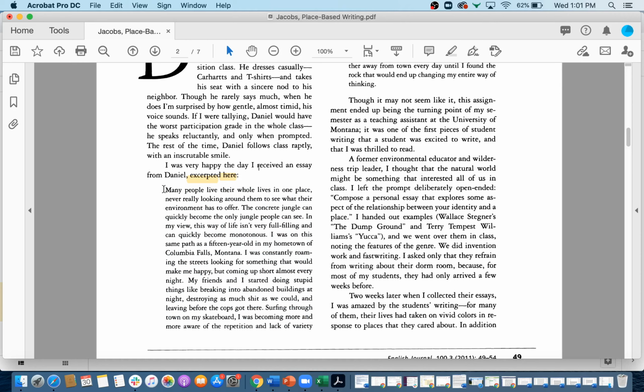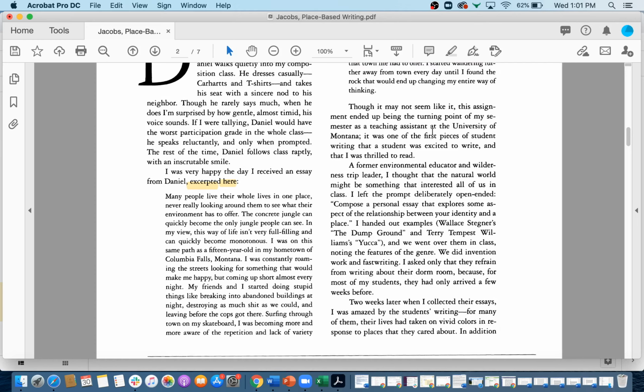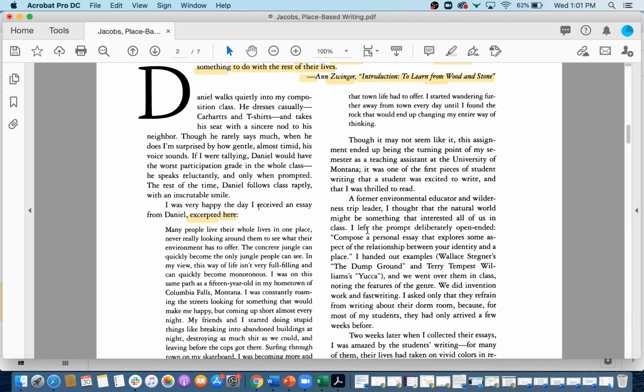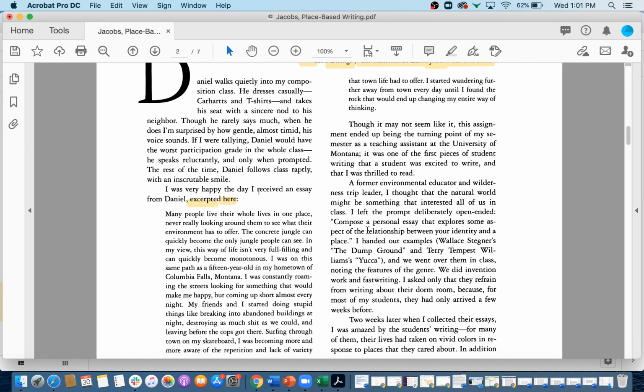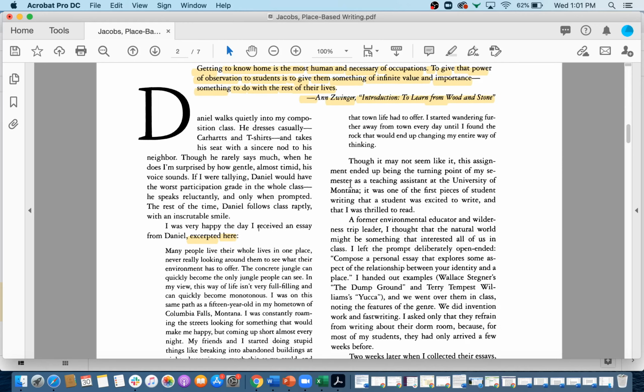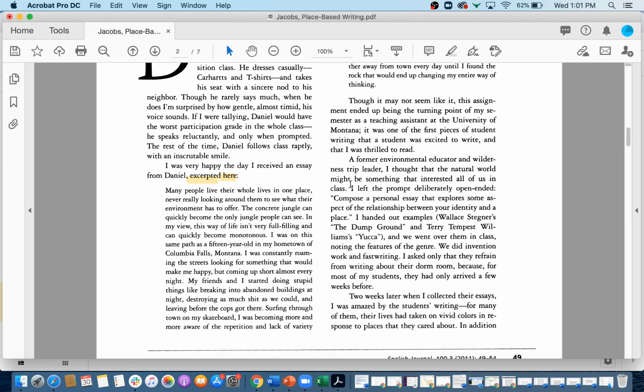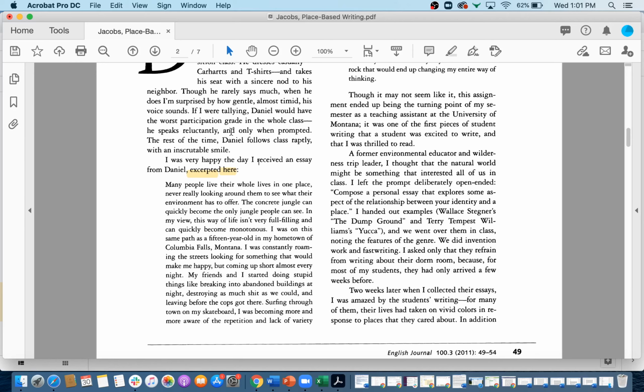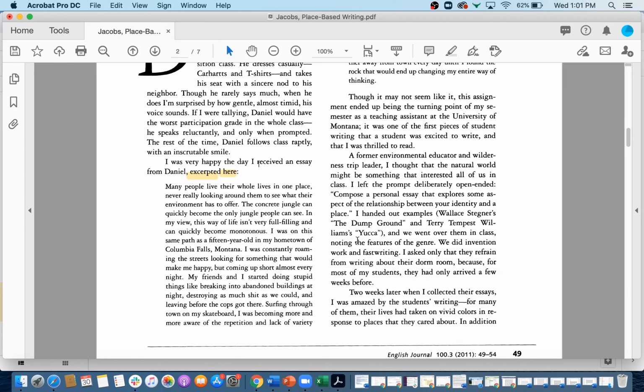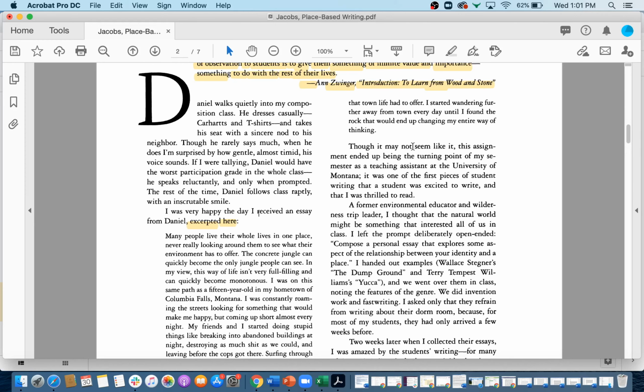And I'm going to say the way that he's using this quote from Daniel's paper, it's an exhibit or an example source. If part of Jacobs' argument is that teaching place-based writing connects with students in a new way, then bringing in an excerpt from a student paper that illustrates that is a good example of using a source as an exhibit.